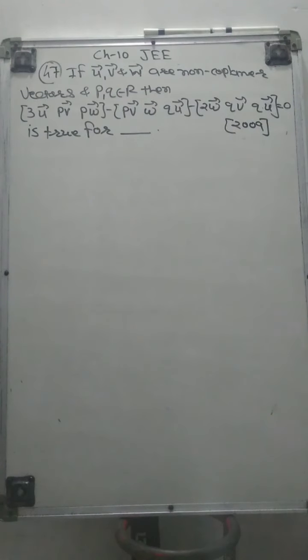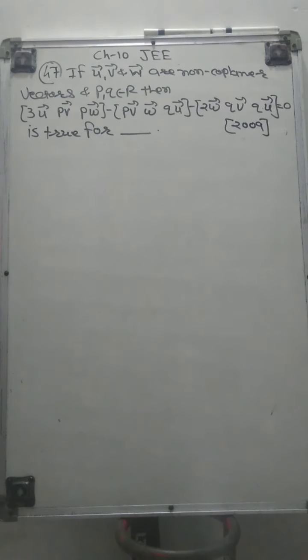Hello student, we start chapter 10, JEE question number 47. If U bar, V bar and W bar are non-coplanar vectors and p, q belong to R, then the box [3U, pV, pW] minus [pV, V, W] [qU] minus [2W, qV, qU] equals 0 is true for dash value of p and q, right? This is a 2009 JEE question.